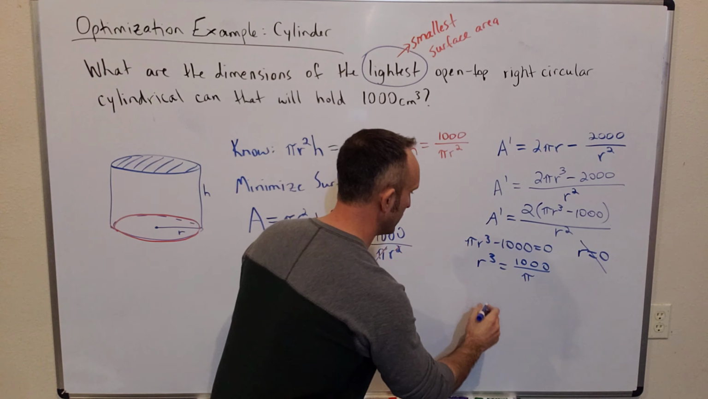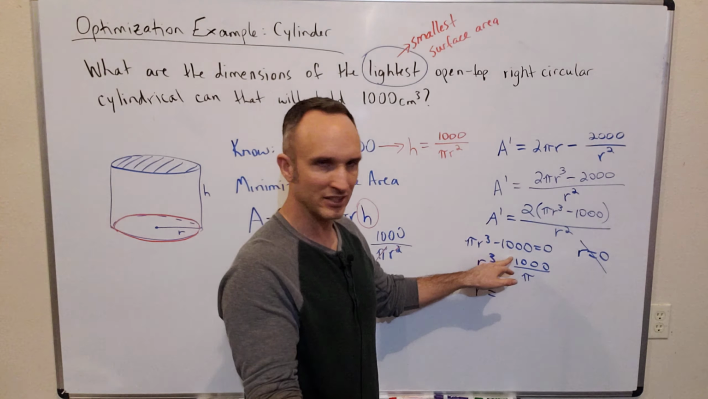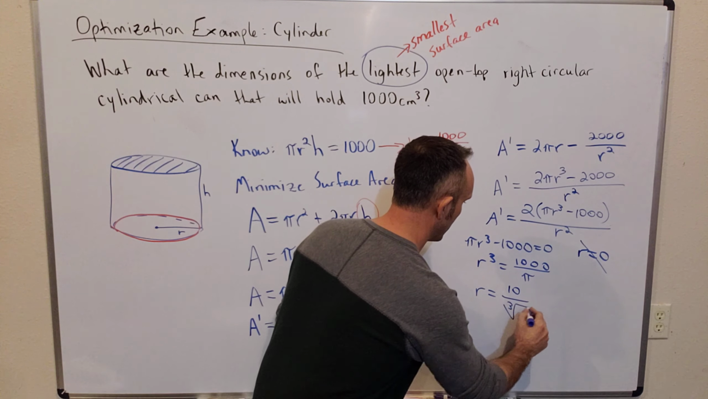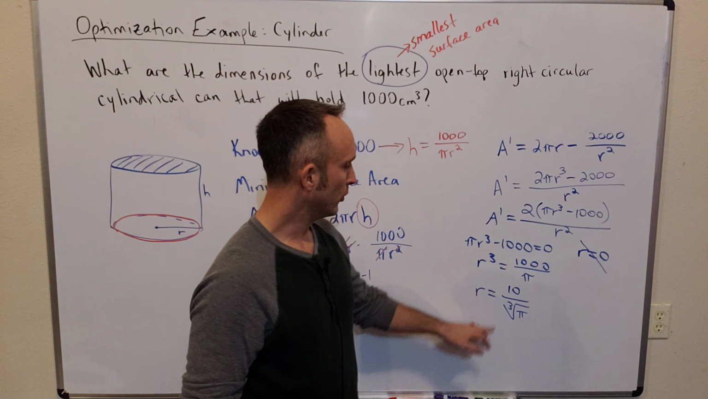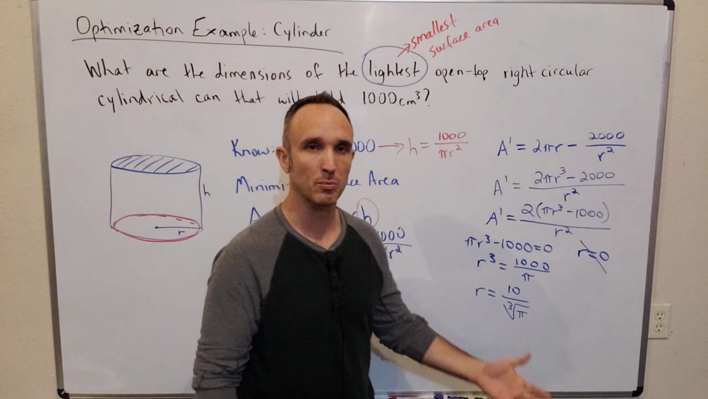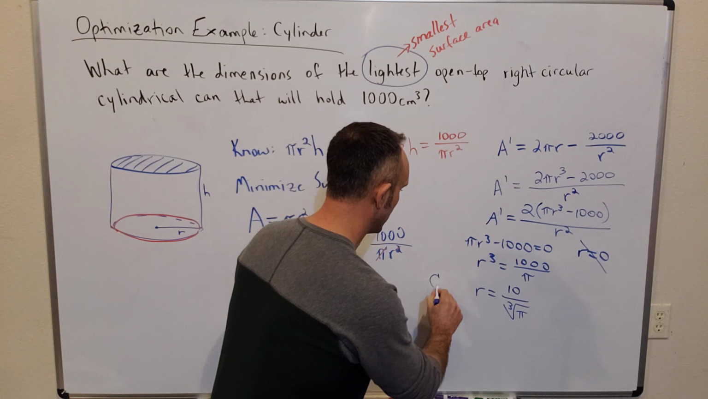And then take the cube root of both sides. The cube root of 1,000 is just 10. And the cube root of pi is just the cube root of pi. You're welcome to just call this the cube root of 1,000 over pi if you like that. Whatever makes the most sense to you. So this is our critical number.